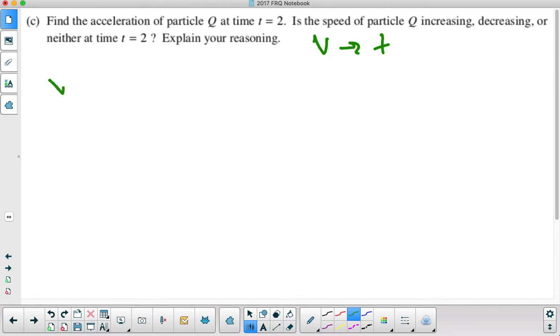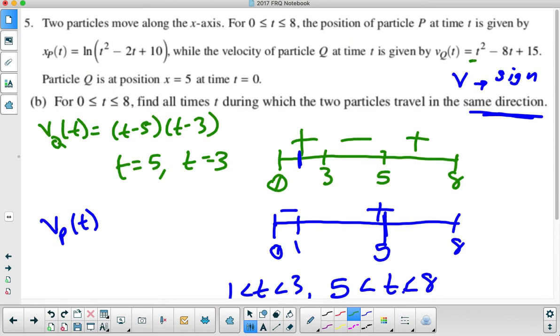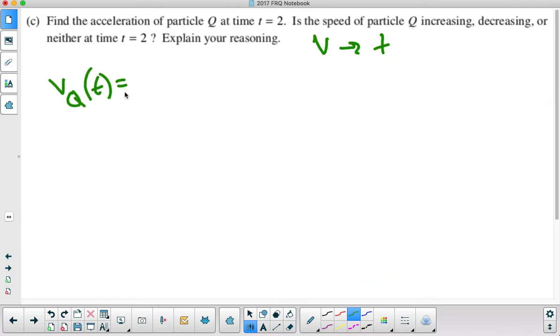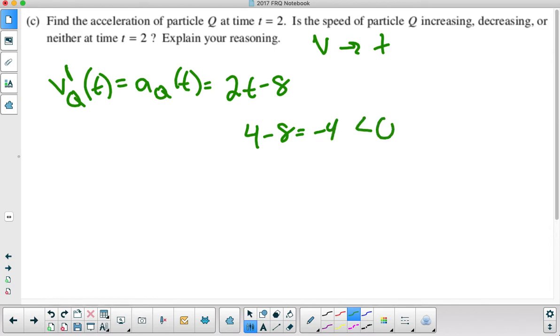All right, so now the velocity of Q of t, we're going to take the derivative of that. So we're looking at this right here, the derivative of this. So that's 2t minus 8. Sorry, v prime, because we're doing the derivative to get the acceleration. So acceleration of Q of t is 2t minus 8. We want to know at time t equals 2, so plug 2 in. 2 times 2 is 4 minus 8 gives you negative 4, which is less than 0.